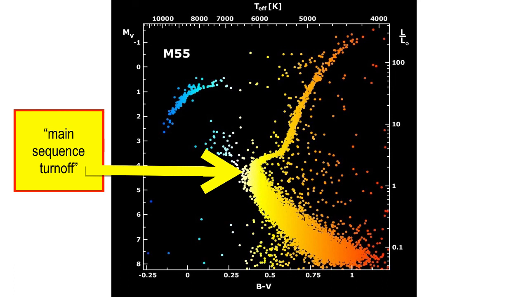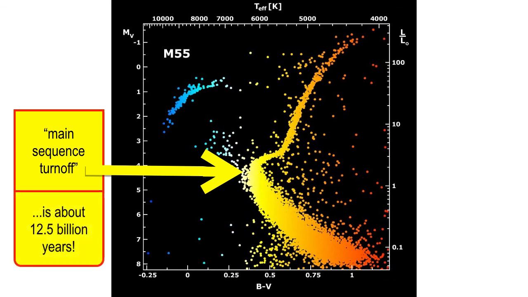But now, somewhere down here, and the sun's probably around here. So this one, about 12.5 billion years is what they figure for the globular cluster M55. All right? So what's missing from the main sequence of M55 is everything that has a main sequence lifetime of 12.5 billion years.